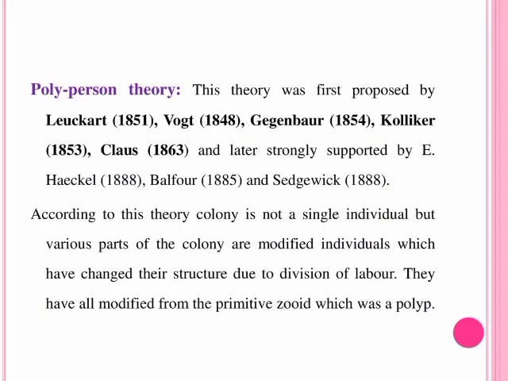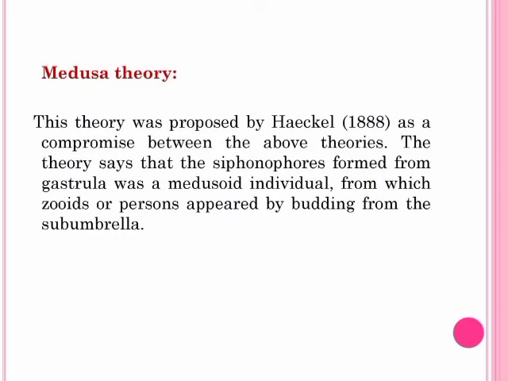Medusome theory. This theory was proposed by Haeckel, Balfour, and Sedgwick. According to it, a polymorphic colony begins with a primitive medusa, which produces other medusae by budding. It also maintains that the different zooids of a colony are only the structurally and functionally modified parts of such medusoid individuals, which have shifted their attachment from their parental medusa.